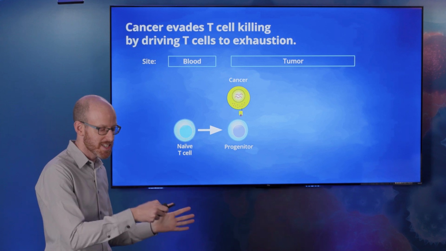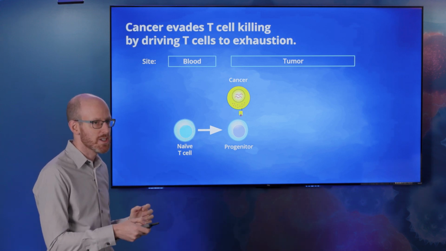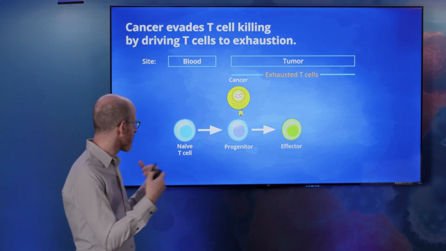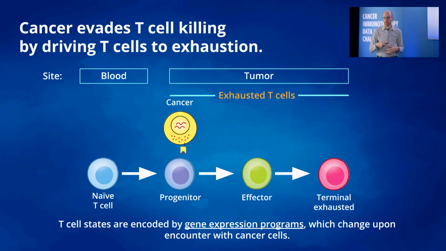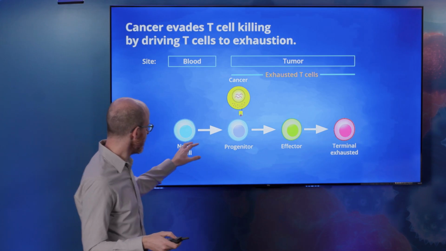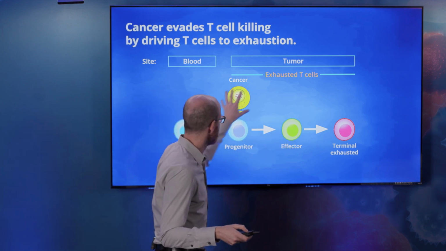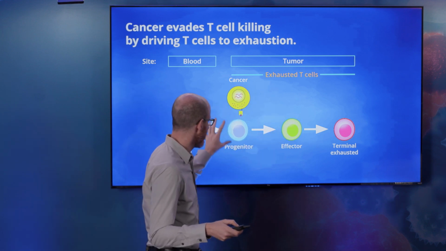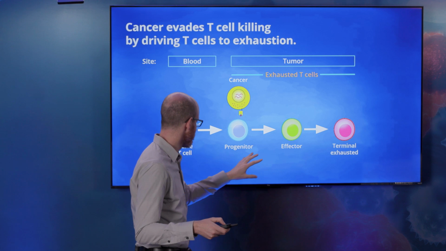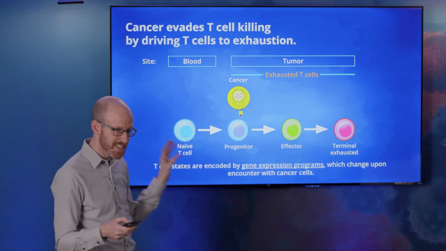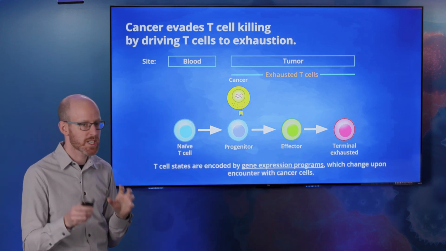Now, these T cell states then start to transition. So the progenitor state goes to a state that's called the effector state, which is good at killing tumor cells. And then this state, unfortunately, transitions over to a state called the terminal exhausted state, which is not so good at killing tumor cells. So these T cell states, they're all considered to be exhausted T cells, but they are exhausted to different degrees.